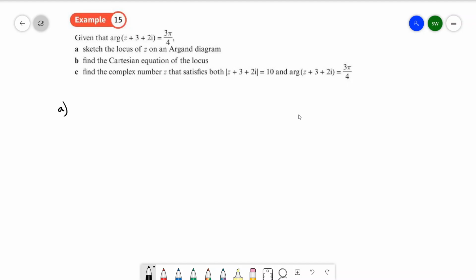So in part A, we just need to sketch the locus of z that satisfy this condition here. So let's think about it geometrically. To think about it geometrically, we need to write it as z minus some complex number. So inside the bracket, I'm going to put minus 3 and minus 2i, so that when I multiply out the bracket, I get plus 3 and plus 2i.